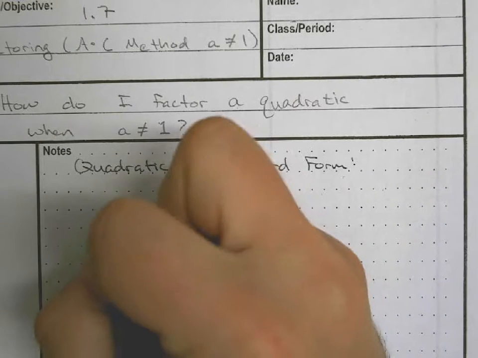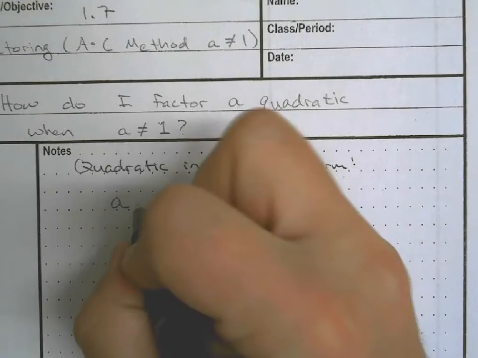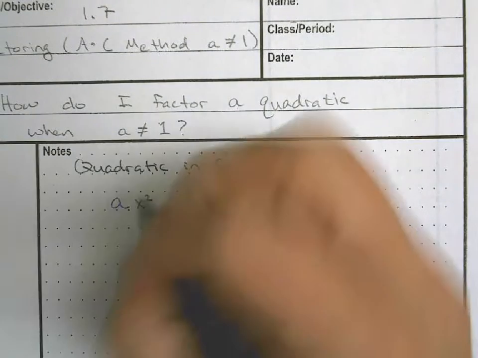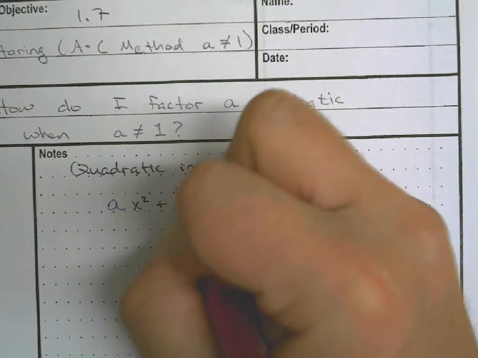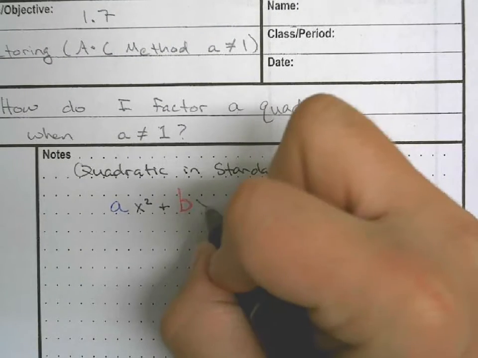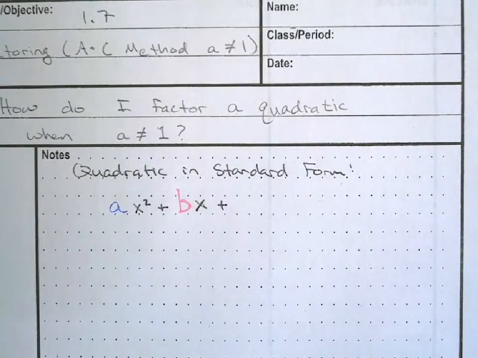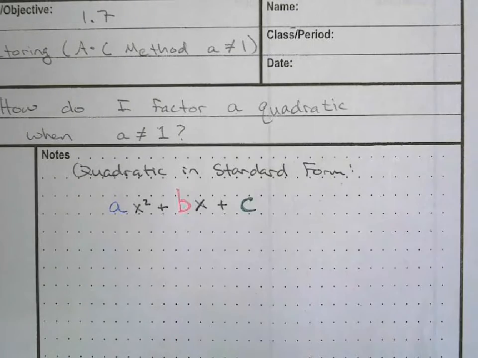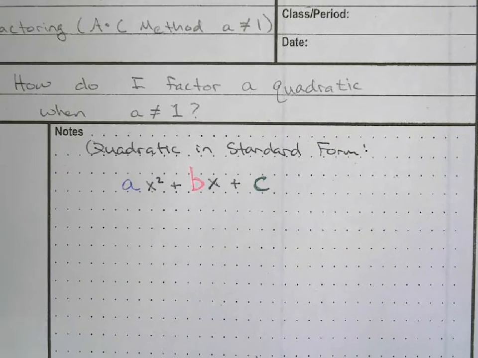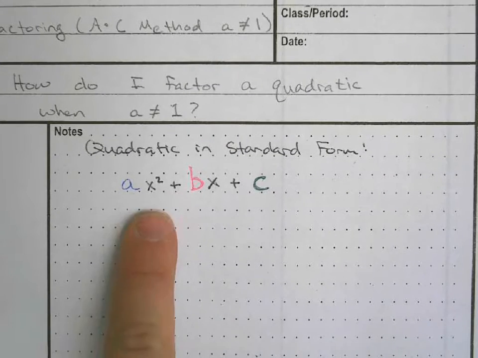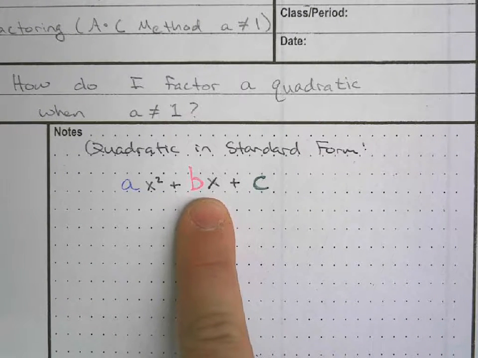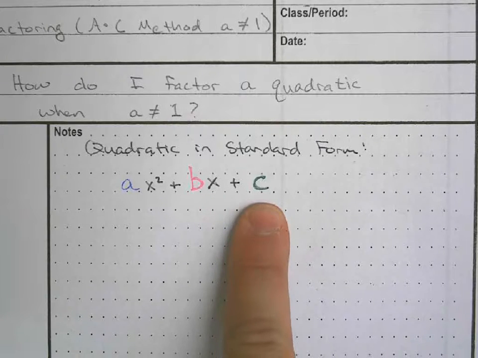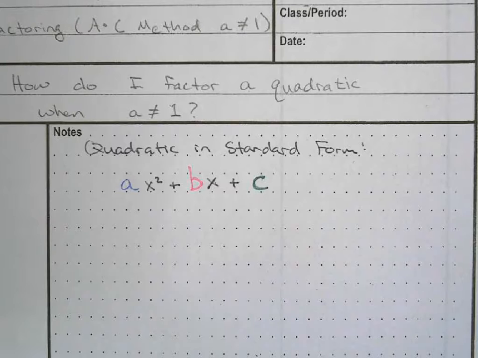I'll have a x squared plus b x plus c. So standard form is where we have our highest exponent, the 2, coming first, and then x without an exponent, or an exponent of 1, in the middle, and then our constant term coming last.